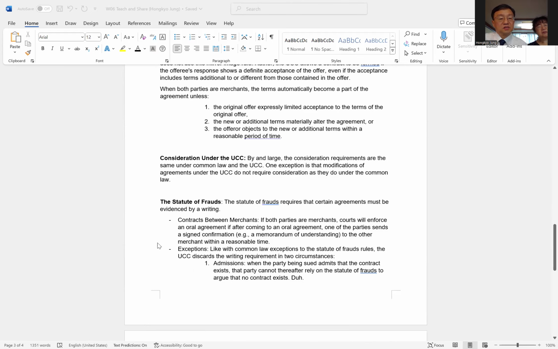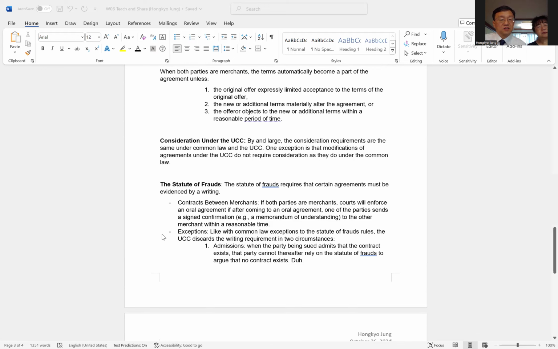The statute of frauds. The statute of frauds requires that certain agreements must be evidenced by a writing. Contracts between merchants: if both parties are merchants, courts will enforce an oral agreement if, after coming to an oral agreement, one of the parties sends a signed confirmation to the other merchant within a reasonable time.